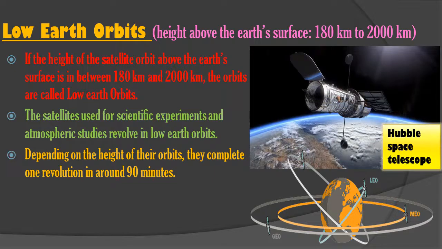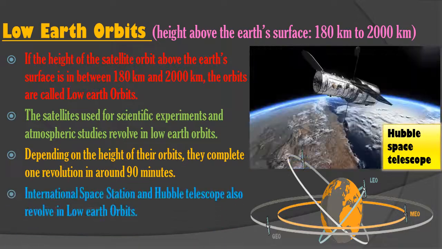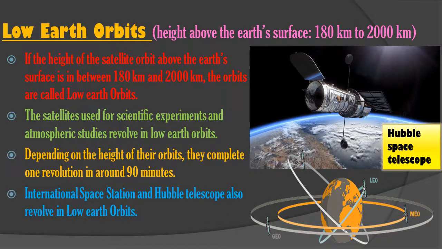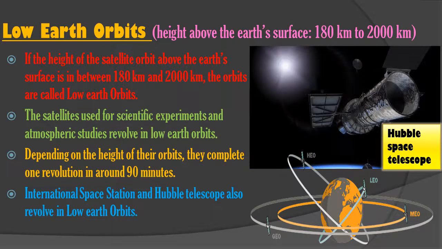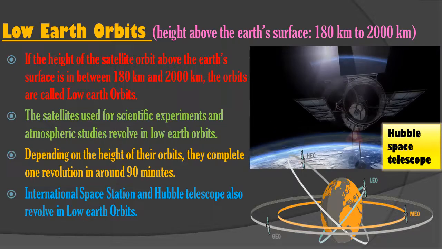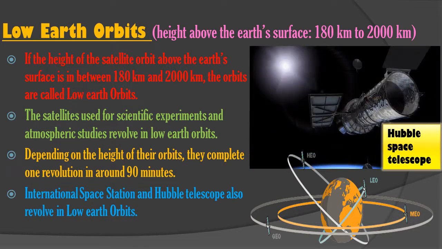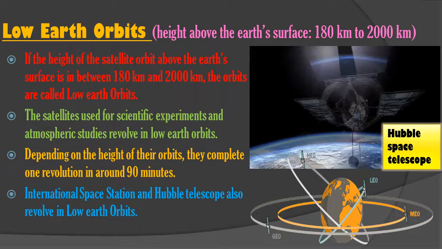Here you can observe the Hubble Space Telescope. The International Space Station and the Hubble Telescope also revolve in low Earth orbit. Students, the Hubble Telescope is used to observe the most distant stars and galaxies as well as the planets in our solar system.